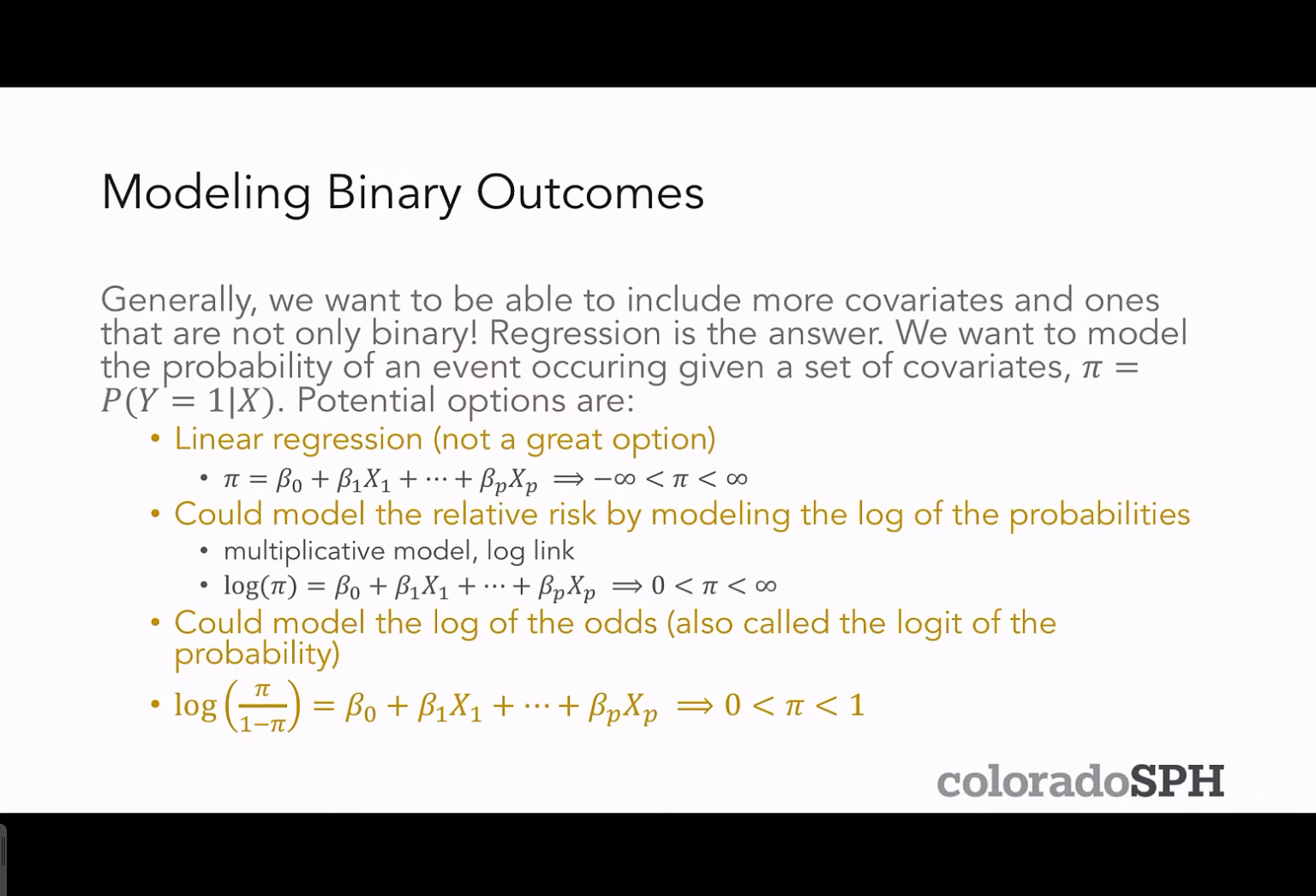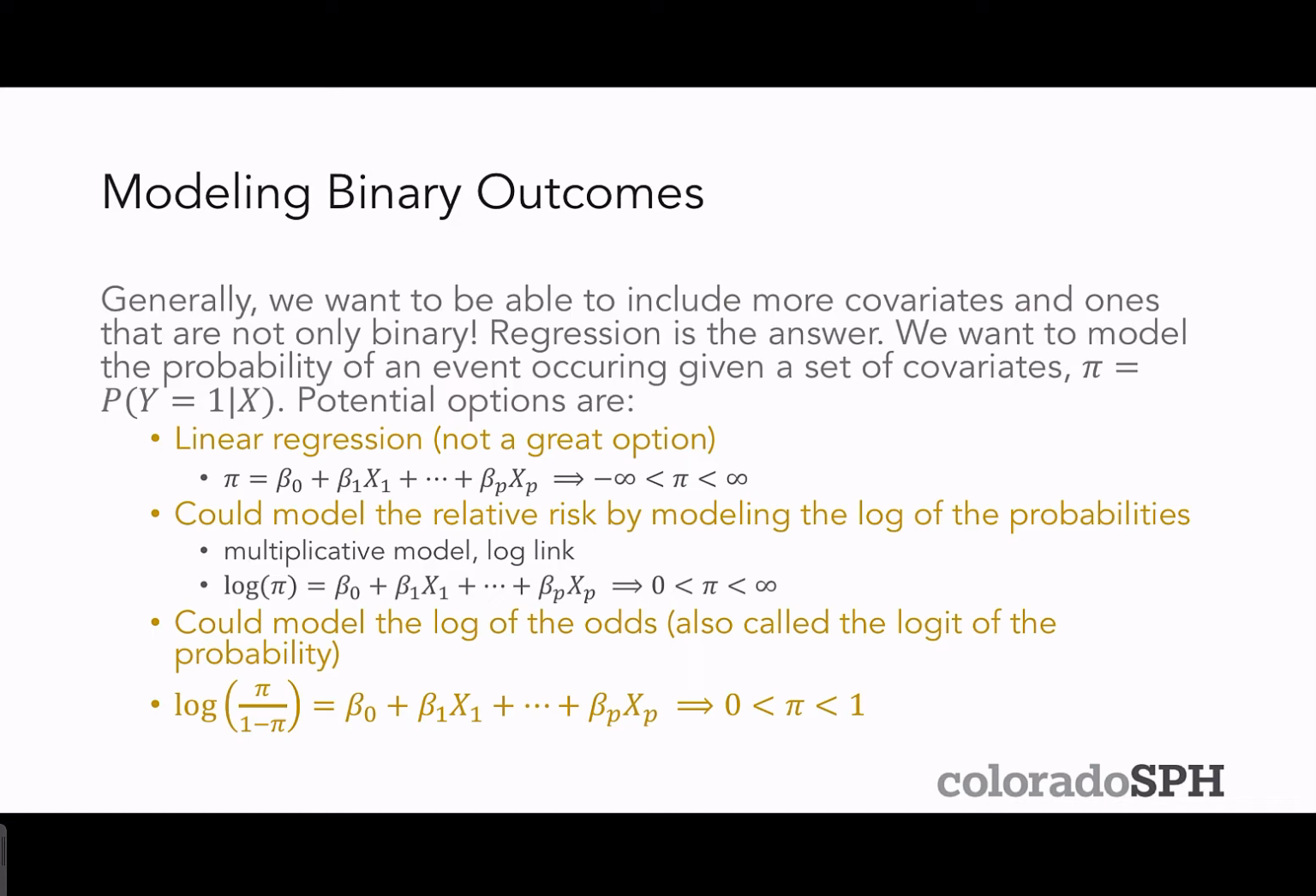So more generally, what is a good approach to modeling binary outcomes? Well, generally, we want to be able to include more covariates than just one binary covariate. And we want to be able to include covariates that are continuous and categorical as well. So as you might expect, regression is going to be the answer to that. In general, we want to model the probability of an event occurring given a set of covariates, which I write as pi equals the probability of y equals 1 given x.